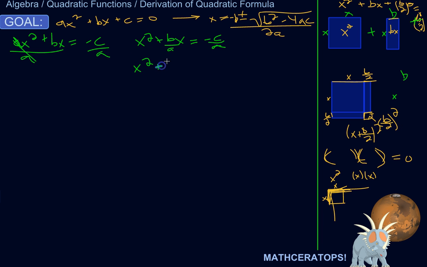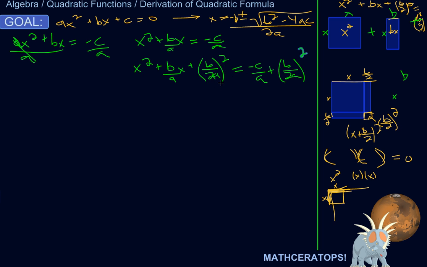x squared plus b over a x plus b over 2a, so we've got a down there, squared, equals. Now I've got to add that b over 2a squared to this side too, so the equation stays balanced. So c over a plus b over 2a squared.